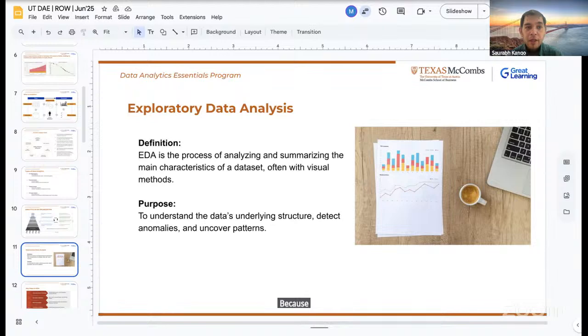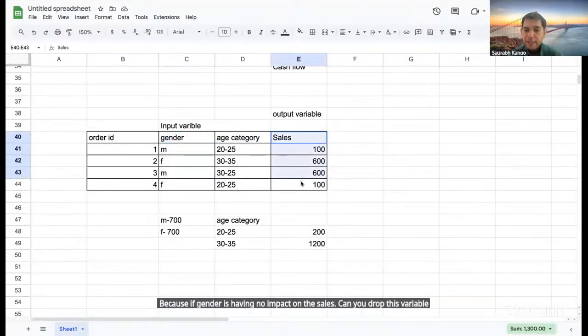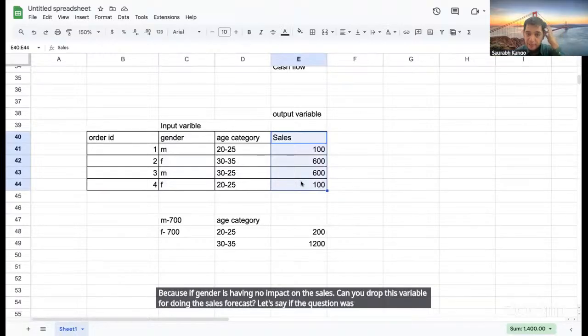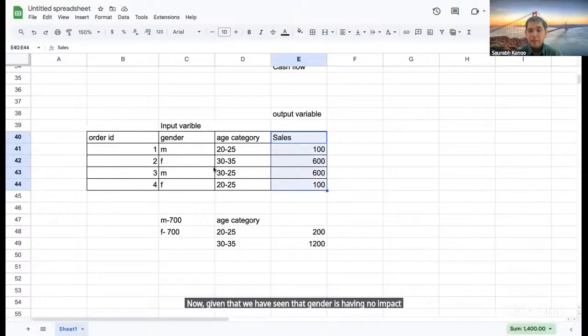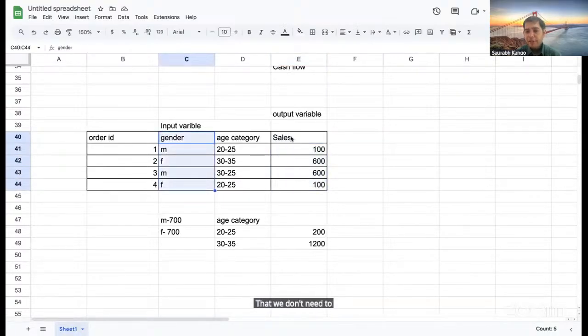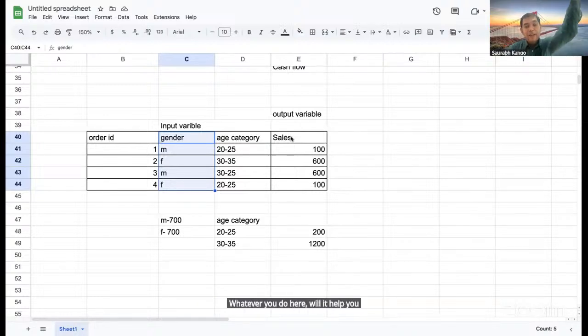Because if gender is having no impact on the sales, can you drop this variable for doing the sales forecast? Let's say the question was to forecast the sales. Given that we have seen that gender is having no impact, can we make a decision that we don't need to consider gender for sales prediction? Correct. And can I also say that whatever analysis you do in your exploratory data analysis can also give you the diagnostic indirectly? Whatever you do here, will it help you answer your question, like what is the root cause? Exactly.